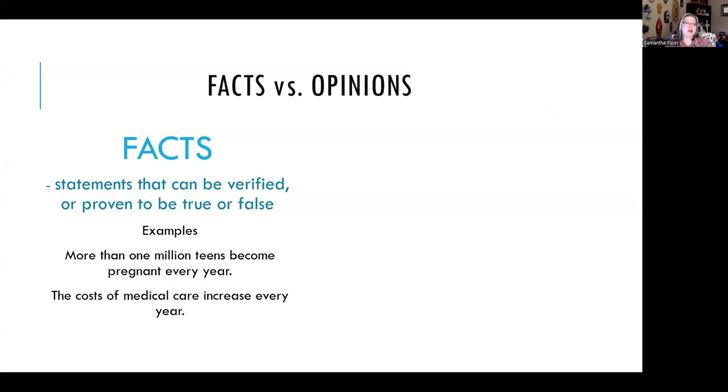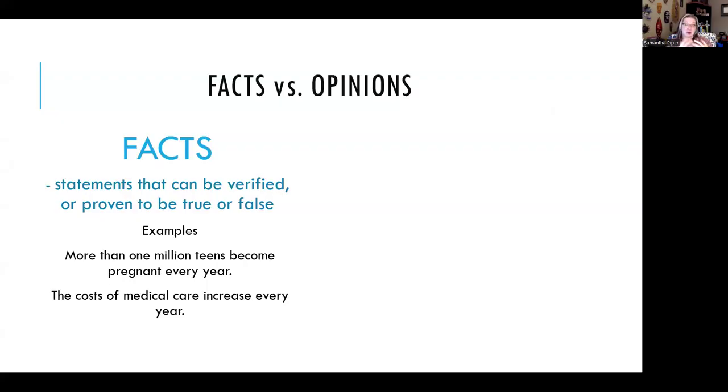The costs of medical care increase every year. So we're not saying that particular medical care costs, or delineating specific types of those kinds of things. We're just saying the general cost of medical care. That's kind of a trend that's been happening, right? We can look that up too. So yes, we can say that as a fact.